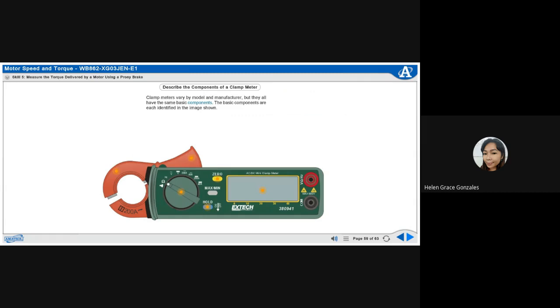Clamp meters vary by model and manufacturer, but they all have the same basic components. The basic components are each identified in the image shown. For any meter, the instruction manual provides additional features and their usage, along with safe operating procedures. Other meters may perform additional functions. For our usage, we will use the clamp meter for current readings.